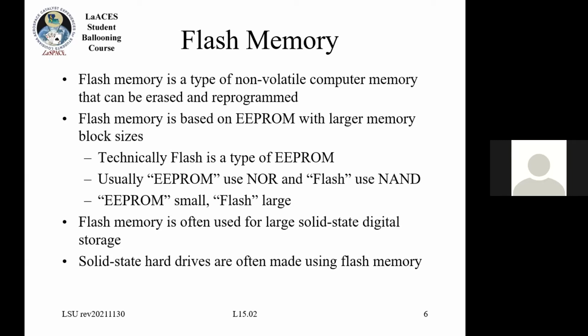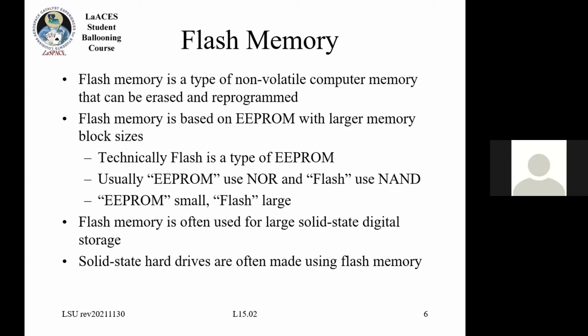Technically, the tricky thing is that flash memory is a type of EEPROM, but colloquially, you will use the two terms differently. EEPROM is usually referred to something that's made out of NOR gates, and flash memory is made out of NAND gates. But that's because those two techniques generate types of memory that are good at different things.